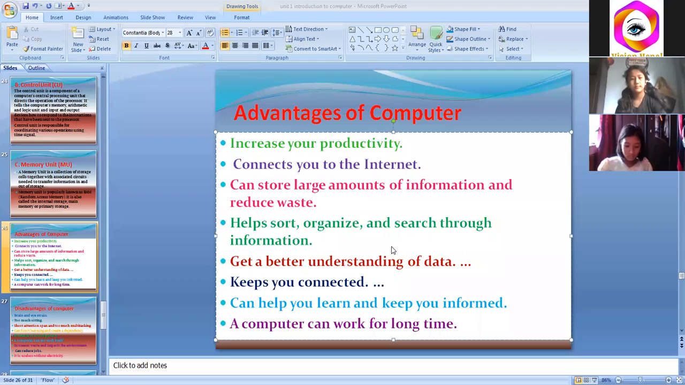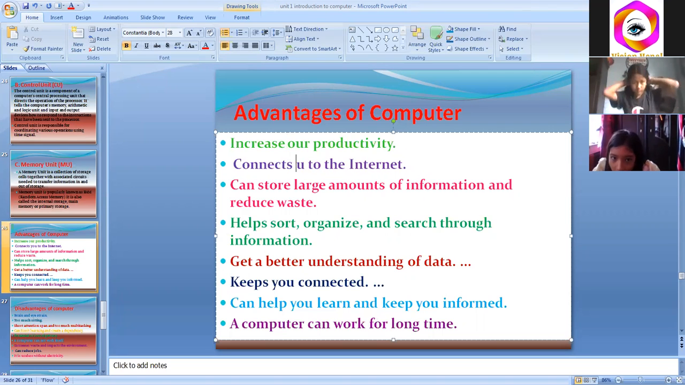Okay, so here are the advantages of computer: increase your productivity, right? It can perform many works at the same time. Many operations at the same time. So it increases our productivity. It connects us to the internet. Can store large amount of information and reduce waste.